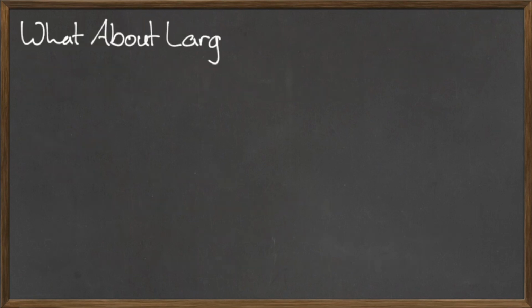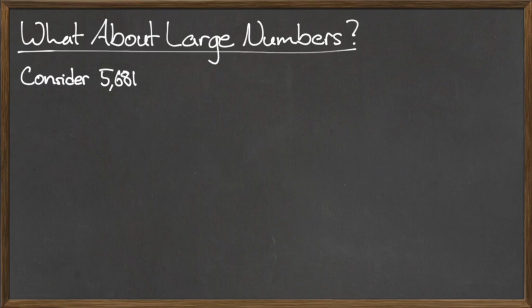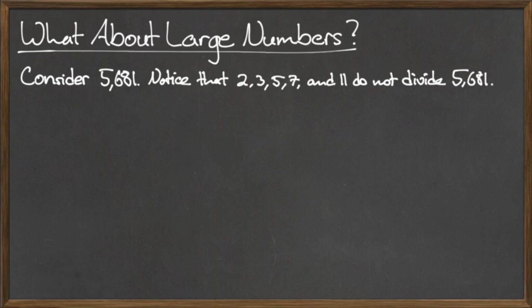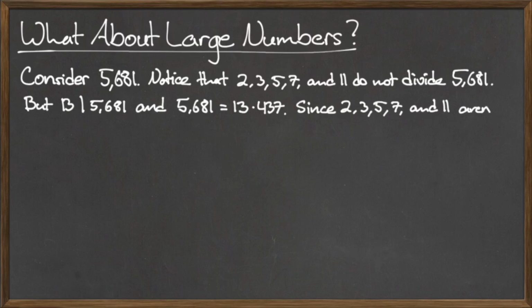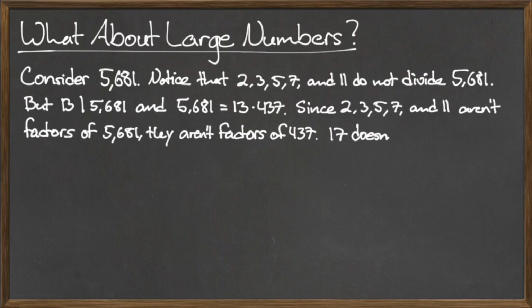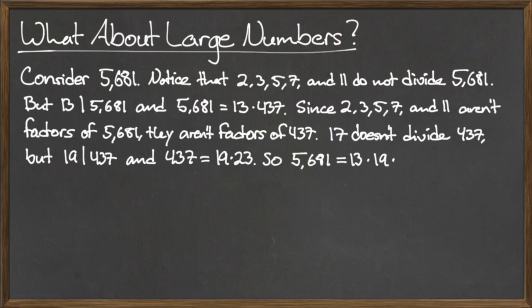For example, consider the number 5,681. We can verify through division that the primes 2, 3, 5, 7, and 11 are not factors of 5,681. However, the next prime, 13, does divide 5,681 with a quotient of 437. Since the prime numbers 2, 3, 5, 7, and 11 are not factors of 5,681, we also know that they will not be factors of the quotient 437.